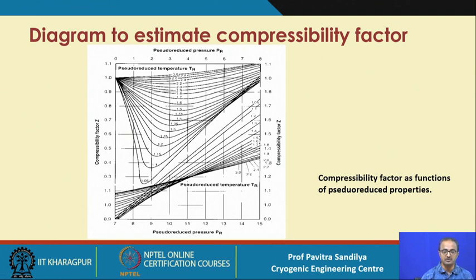When I am saying reduced temperature and pressure, please understand this may be applicable whether it is a single component or a mixture. So I will not always be saying pseudo reduced. When I say reduced, it means either single component or pseudo reduced.